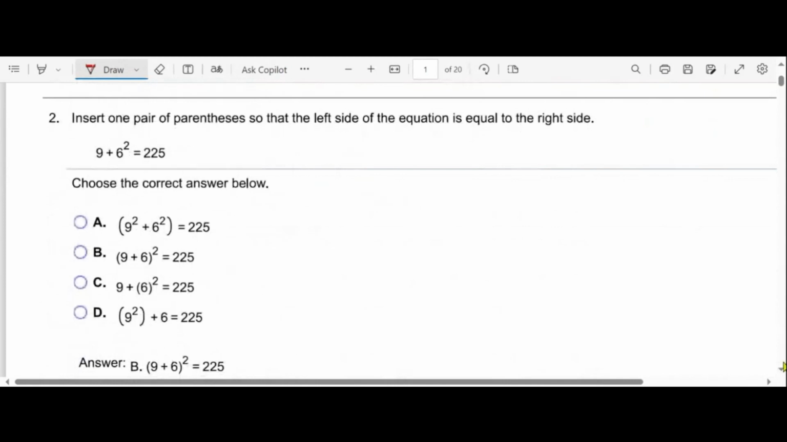Read your Badr. Insert one pair of parentheses so that the left side of the equation is equal to the right side. So we need to make the right side equal what? The left side. Now, let's take out the options. We have here choices. 9 squared is how much? 6 squared is how much? Is it equal to 25? False. So this is not the right answer.